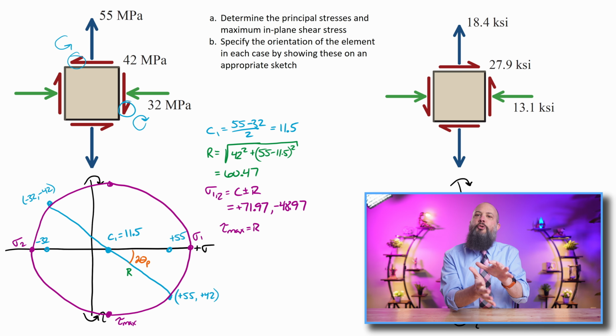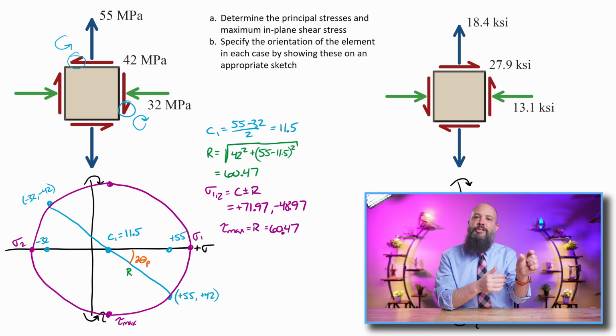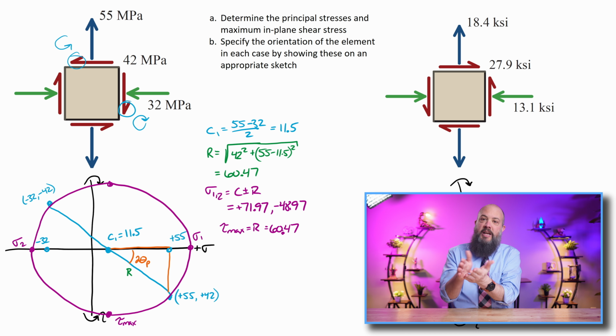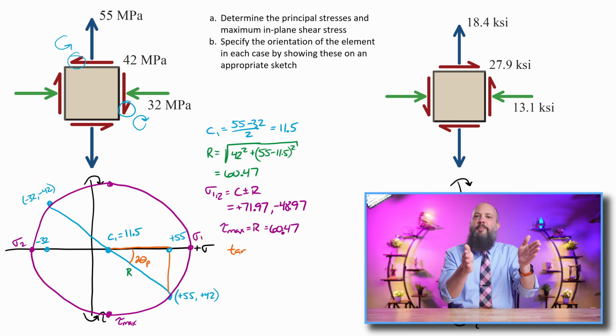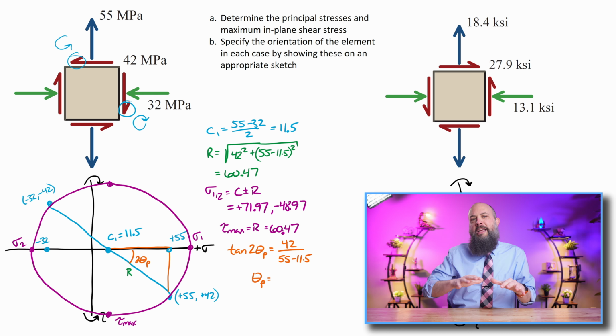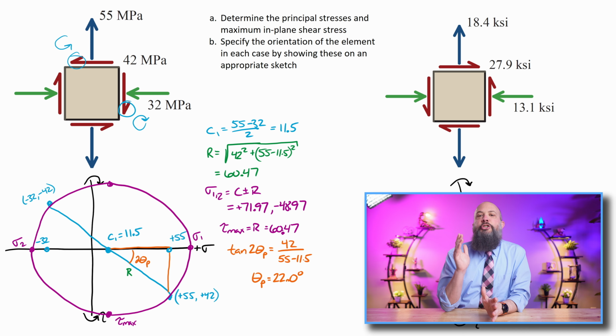So I'm using the same triangle that I used to solve for R, but now I'm going to say that tangent 2 theta is opposite over adjacent, where the opposite side is that vertical height 42, and the adjacent side is going to be this 55 minus 11.5, just from the center out to my force. So inverse tangent, get theta 22 degrees.